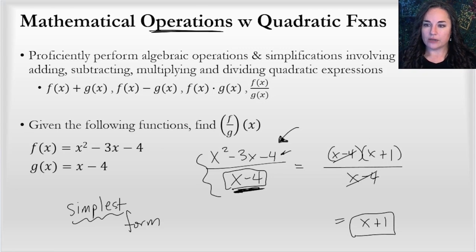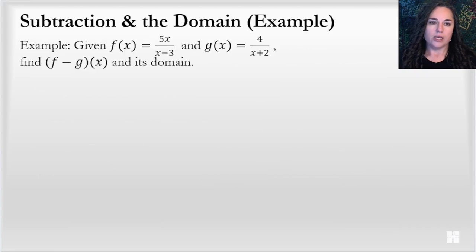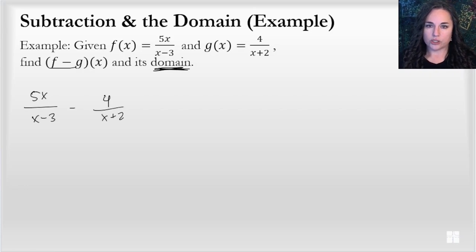Another problem I picked out to do here as an example is subtraction and a domain, right? So we're going to remember to write the domain down. Don't let me forget to write the domain down. Given f of x is this and g of x is this, we're going to do a subtraction. You're like, okay, I can subtract. That's pretty easy. 5x over x minus 3 minus 4 over x plus 2.